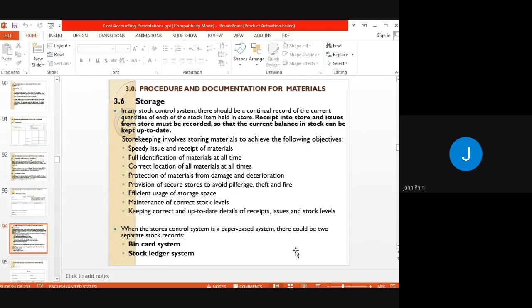You can also put them in the correct location, because in your storeroom you have different departments. So don't put them anyhow, because others are what you can call dangerous products. You also want to protect the materials from dangers or deterioration, or the sun that will damage it. You also want to ensure that there is security for it in terms of safety, fire, pilferage.